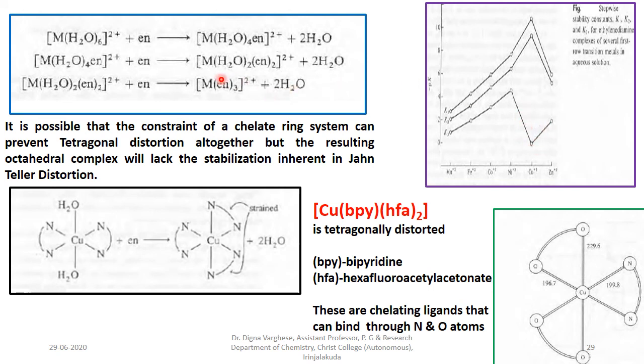In this case, unexpectedly, we see decreasing stability. And this lack of stability for the tris complex can be traced directly to the tendency for a six-coordinate d9 ion to undergo distortion.